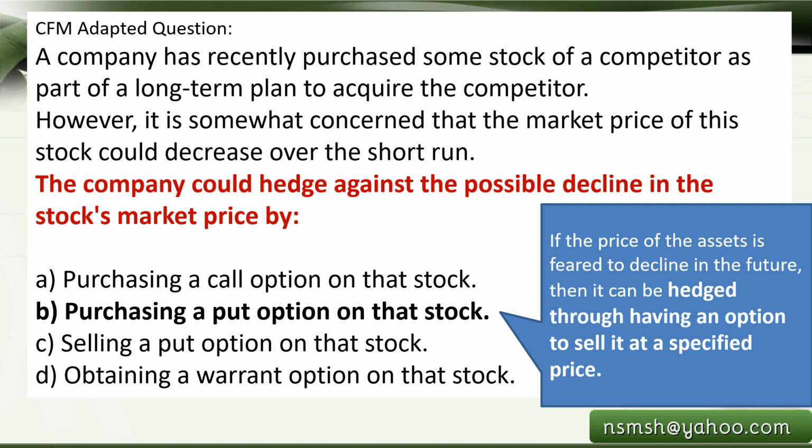Why? Because the price of the asset is feared to be declining in the future. Since they want to buy that company also, they are naturally inclined to buy that stock, but they are afraid that the price may come down. That's why they are hedging, with a put option. If the price goes down, they can use that put option to sell it. So that is the idea. It can be hedged through having an option to sell it at a specified price.